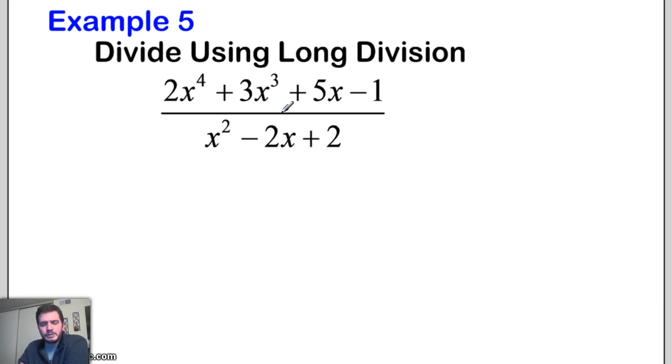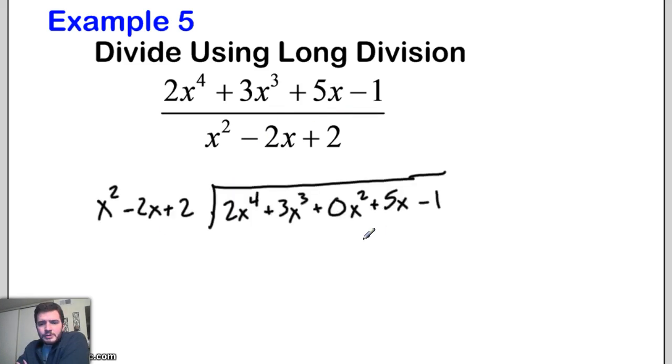So let's do this one. It looks different, but again it's the exact same thing. So let's get right down to it. Here's your setup. You notice I've got a placeholder for the x squared term. So x squared goes into 2x to the 4th 2x squared times, so 2x squared times x squared is 2x to the 4th. 2x squared times negative 2x is negative 4x cubed. And 2x squared times 2 is plus 4x squared.